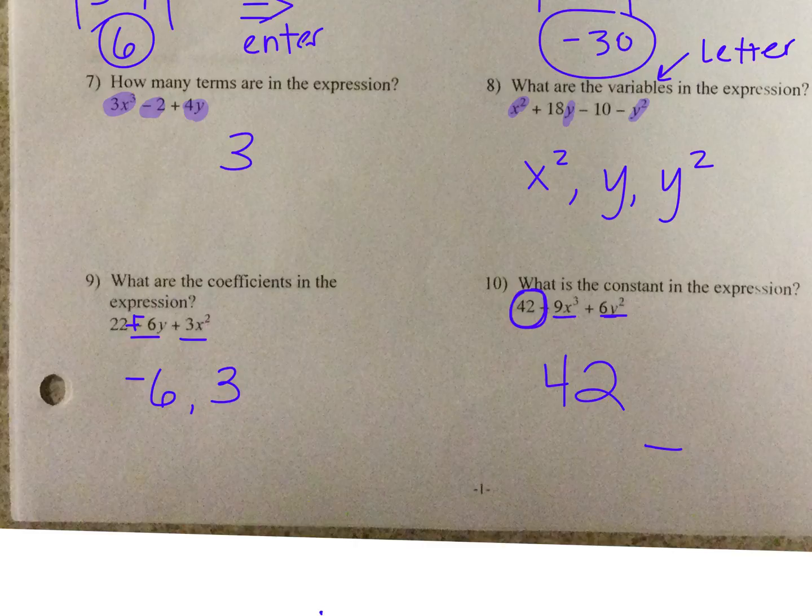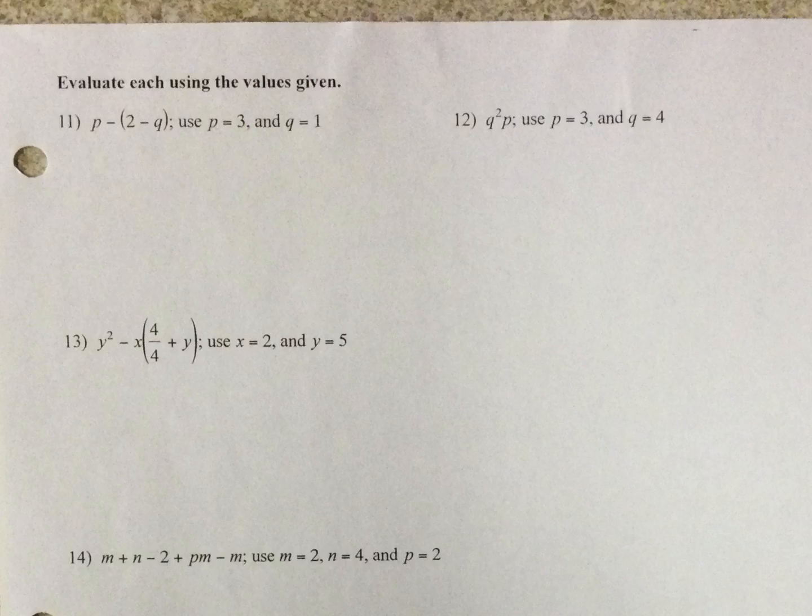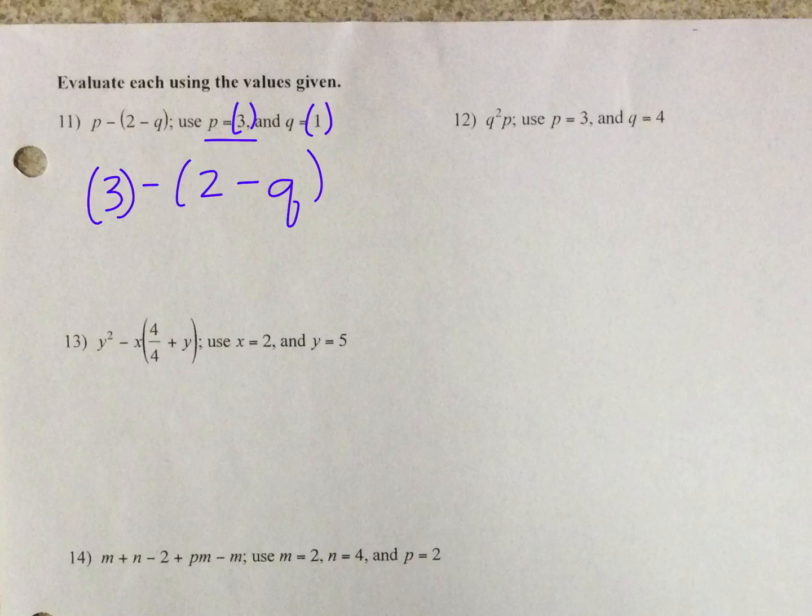All right, flip over to the back side for me. In this section, we're going to substitute these numbers for the letters in this problem. So here's our problem. I'm going to erase my P, and instead of a P, I write a parenthesis 3, because that's what it tells me to do right there.